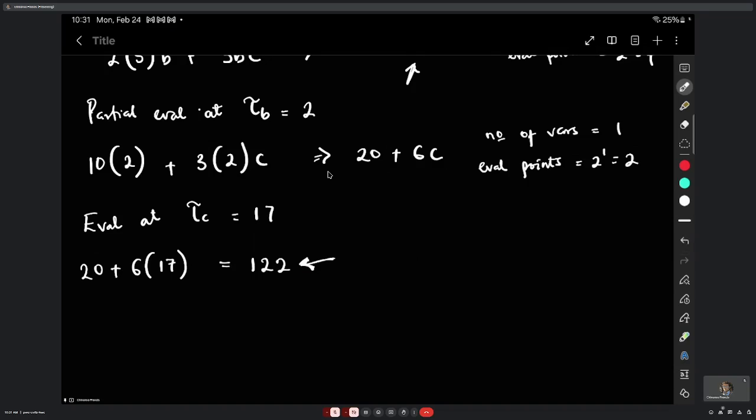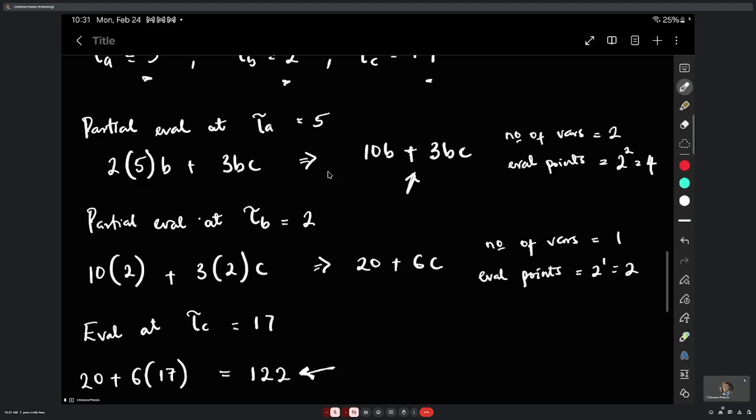Does it make sense? Okay, so we get our 122, which is our commitment. So that's just like one idea, right? We know we're working with evaluation form, and we know we want to partially evaluate each variable at its own tau, right?